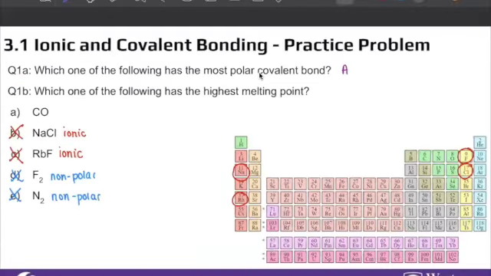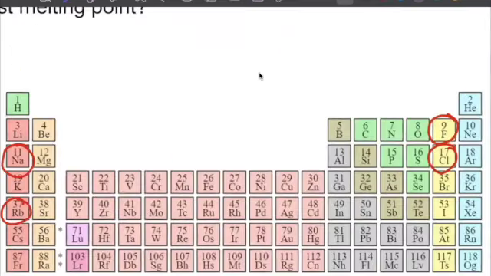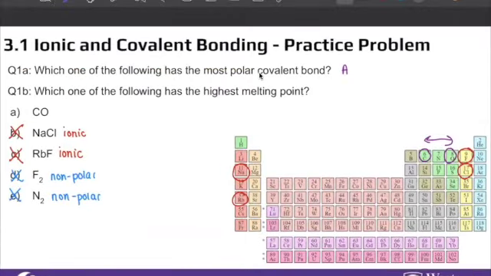And just to verify that that makes sense, our bond would be between C and O. So we can see that those aren't two of the same atoms, so there will be a little bit of a difference in electronegativity. So it's not going to be nonpolar, but they're still close enough to each other on the periodic table that it's not going to be a huge difference that makes it ionic. So it makes sense that that would be a polar covalent bond.